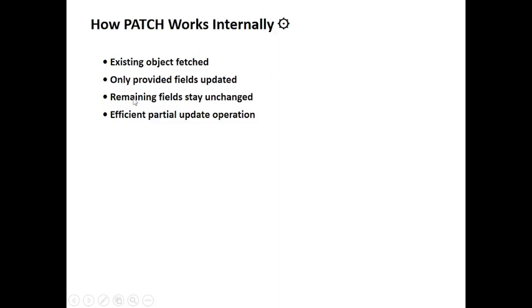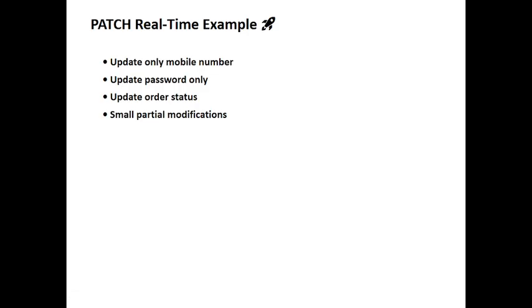Not all the fields are updated in this scenario. Only the mobile number is updated, and the remaining fields stay unchanged. Whatever fields we retrieved from the database will be the same. We are updating only the mobile number. So this is an efficient partial update operation. PATCH real-time examples: update only the mobile number, update only the password, update order status, or other small partial modifications, right? These are real-time examples when we update one or two fields.